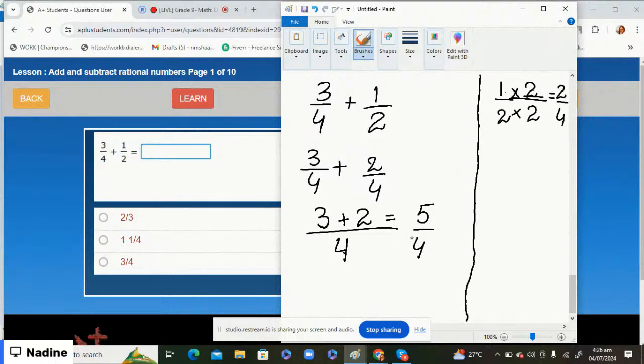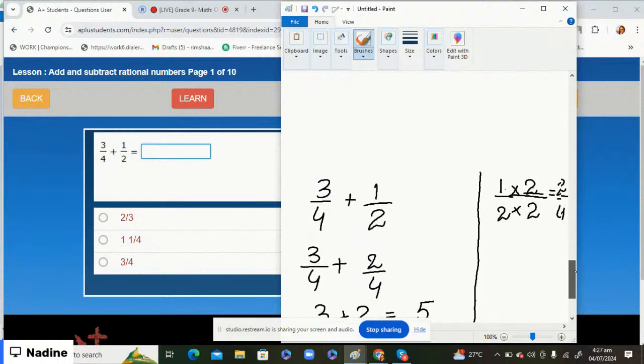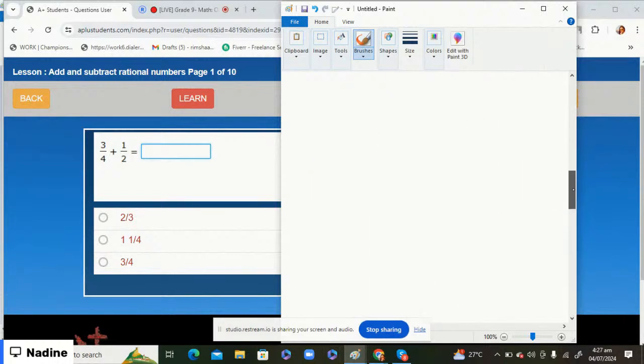So where is 5 over 4? Okay, look at here. If there is no such answer, what does it mean? It means that now we are going to divide. Divide by 5 over 4. So here 5 is inside, 4 is outside.